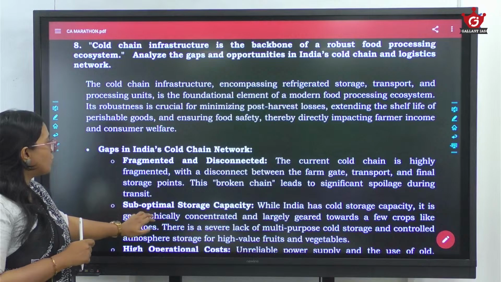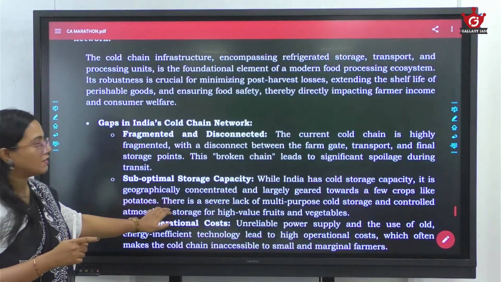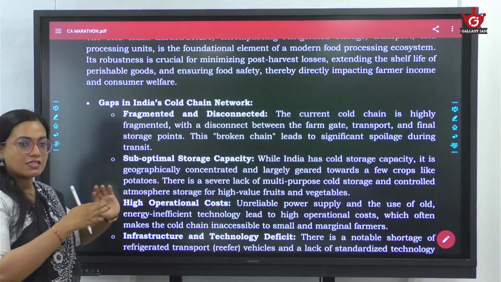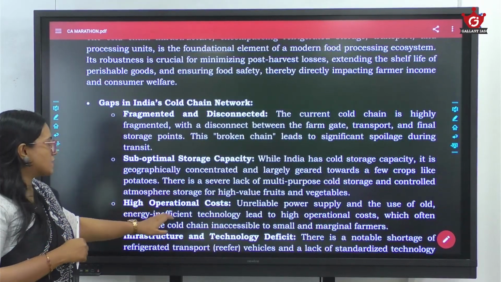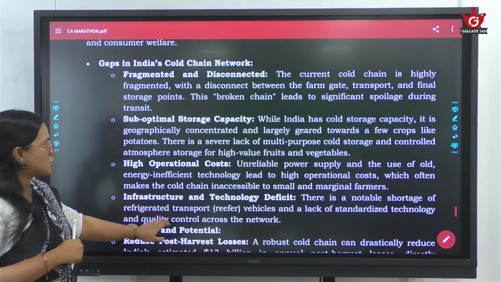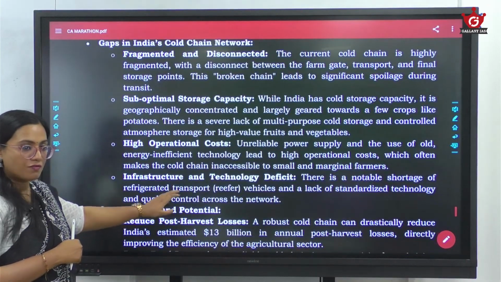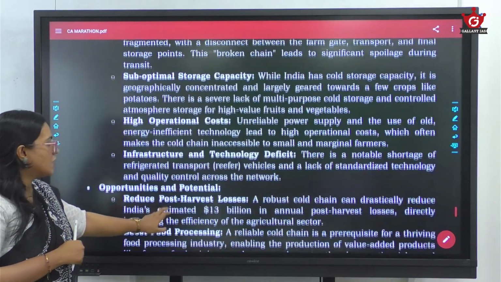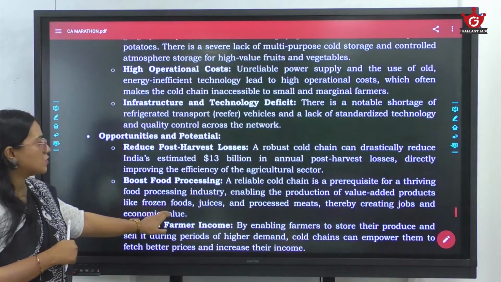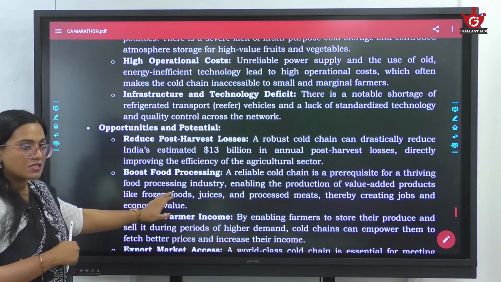Okay. Now, what are the gaps in India's cold chain network? One is fragmented and disconnected. It is fragmented across different regions. Suboptimal storage capacity. We do not have enough storage capacity. High operational cost of operating this cold chain technology. Infrastructure and technology deficit. And what are the opportunities and potential of this cold chain technology?